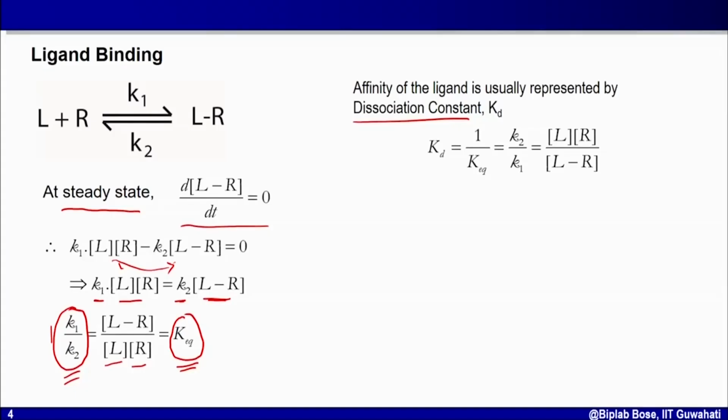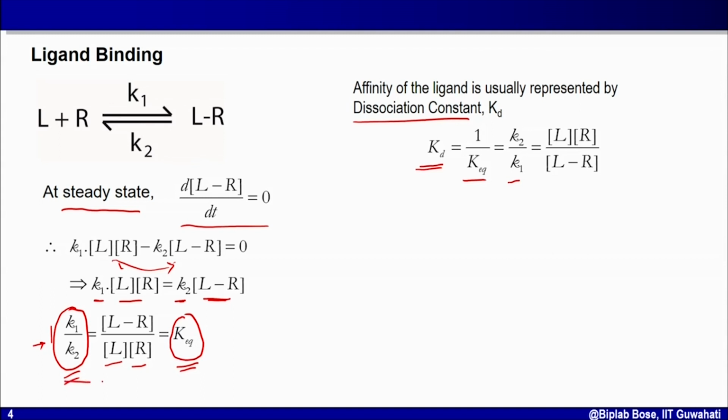If you look into a textbook, you will find the affinity of an antibody for an antigen is discussed in terms of its dissociation constant. So what is a dissociation constant? Let us look into it. A dissociation constant Kd is nothing but the inverse of K equilibrium, 1 by K equilibrium. So if K equilibrium is K1 by K2, then Kd will be K2 by K1.